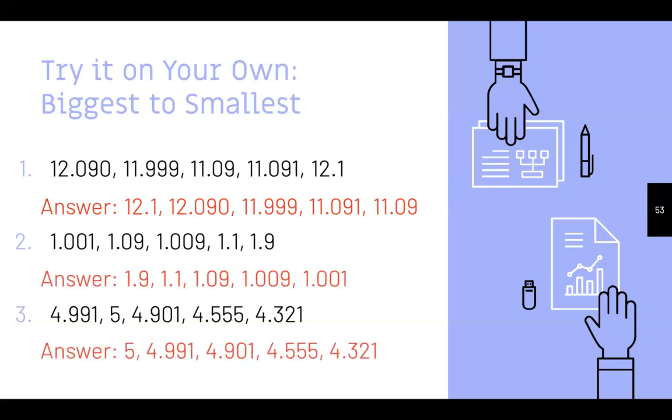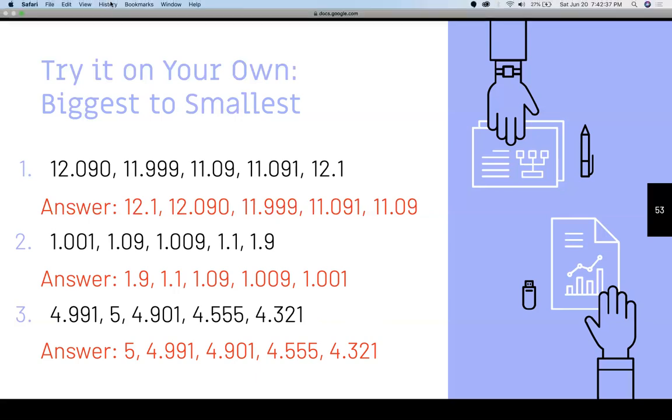We look at the second one and the third one, right? Same exact concepts, just placing them, seeing 1.9, 1.1, 1.00, 1.009, 1.001. As you keep doing it, you'll get more and more comfortable and it becomes more and more simple. And then 5, 4.991, 4.901, 4.555, and 4.321.